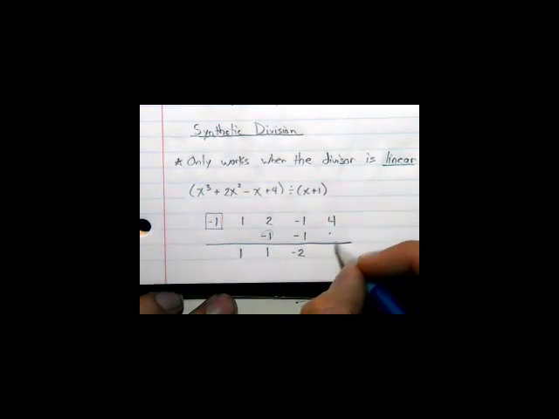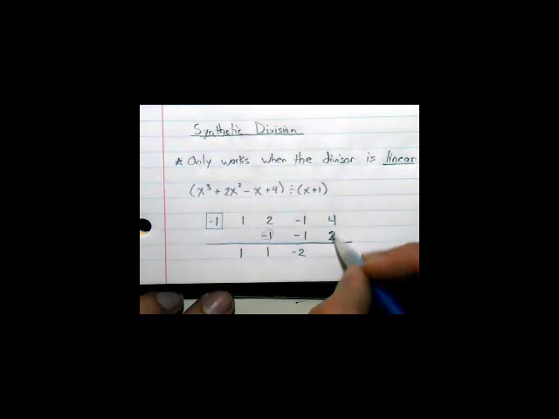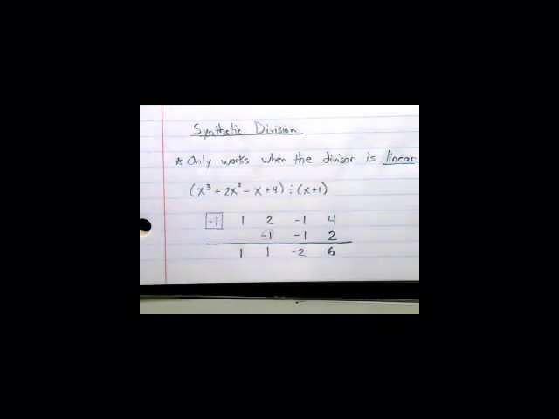Negative 2. Negative 1 times negative 2. Oh my goodness, people. Positive 2, right? Negative 1 times negative 2. It's got to be a positive number. 1 times 2 is 2, so it's 2. All right, add down the column. 6.